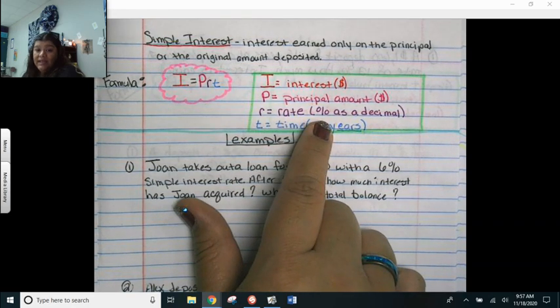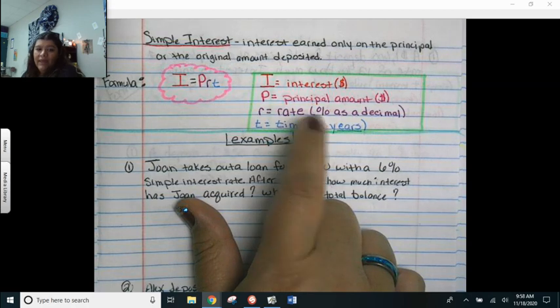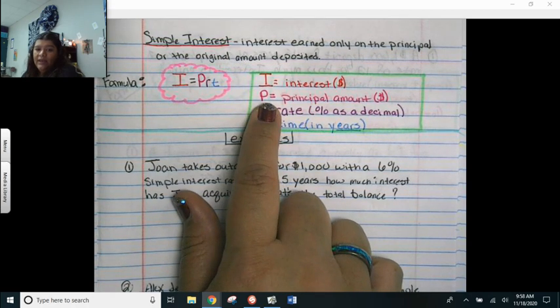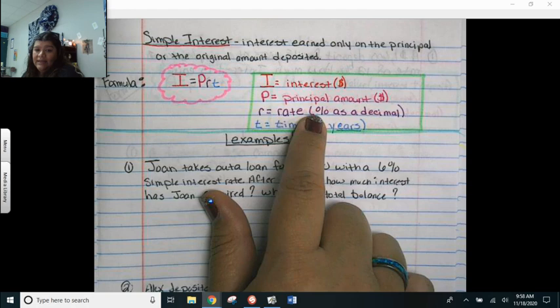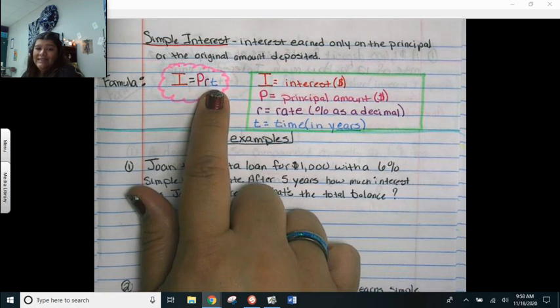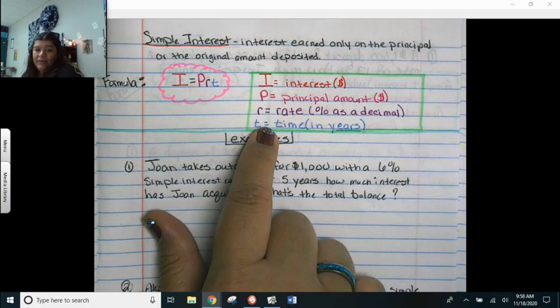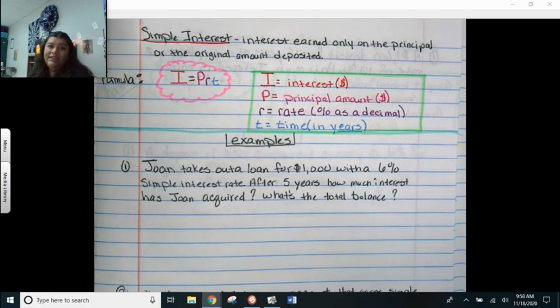The rate is always a percent, but we have to change it to a decimal before we put it in the formula. So far we're multiplying our principal amount, which is how much we deposited or borrowed, times our percent, but we have to write it as a decimal first. And then we multiply it by T, time. The time has to be in years.